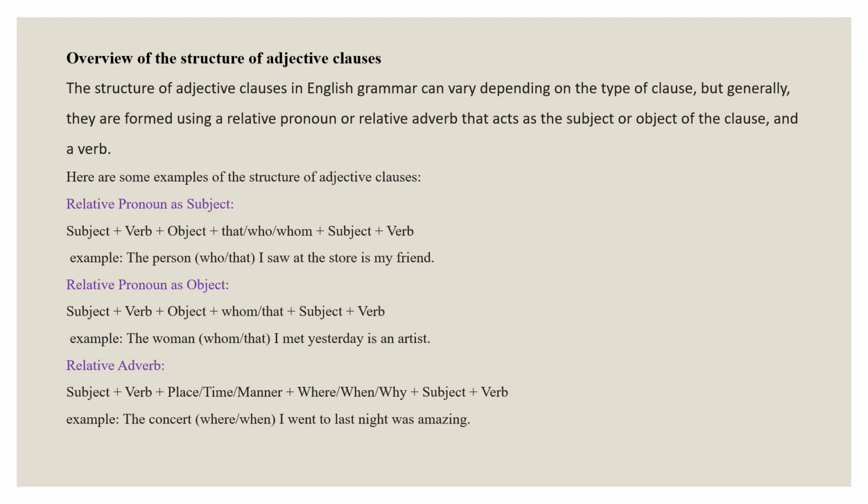Formula: subject plus verb plus object plus that, who, or whom plus subject plus verb. Example: the person who or that I saw at the store is my friend. Number 2, relative pronoun as object. Subject plus verb plus object plus whom or that plus subject plus verb. Example: the woman whom I met yesterday is an artist.